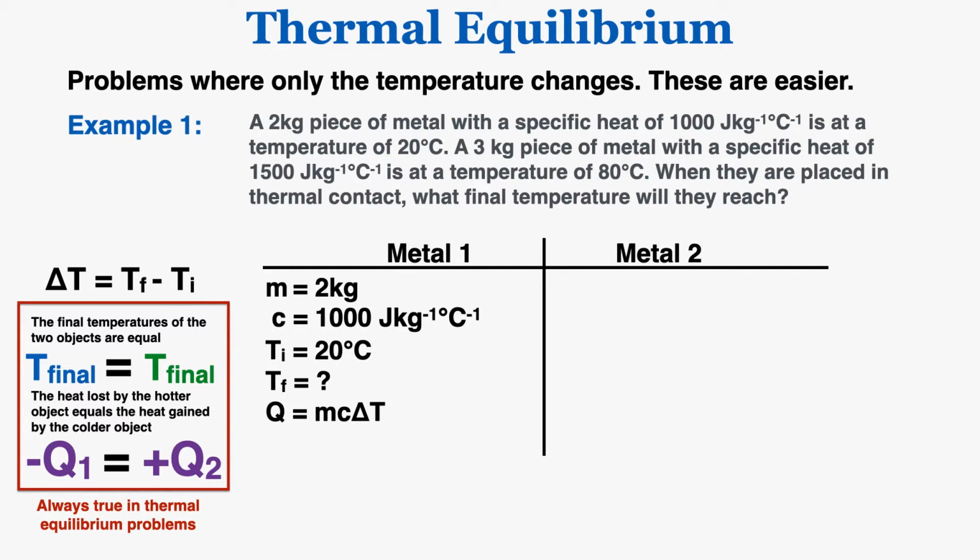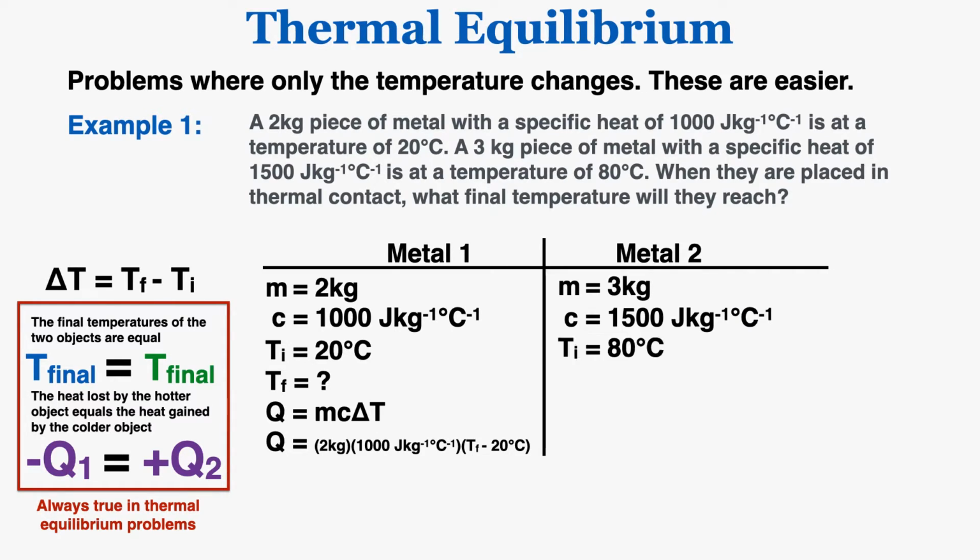I can connect these using Q equals mc delta T, and this is what that looks like when I plug numbers into that equation. Just one note, I've replaced delta T by T final minus T initial because those two things mean the same thing. The change in temperature is equal to the final temperature minus the initial temperature. Now for metal number 2, this is the information that I have about it. I can plug this information into Q equals mc delta T, and this is what I get here.